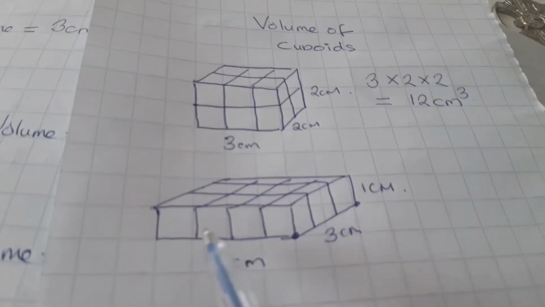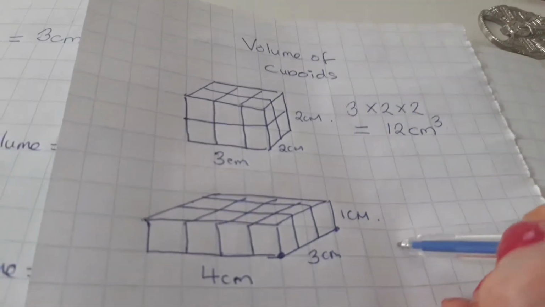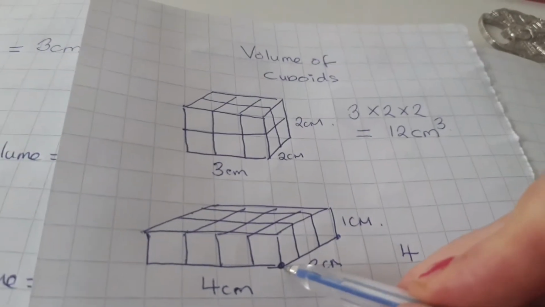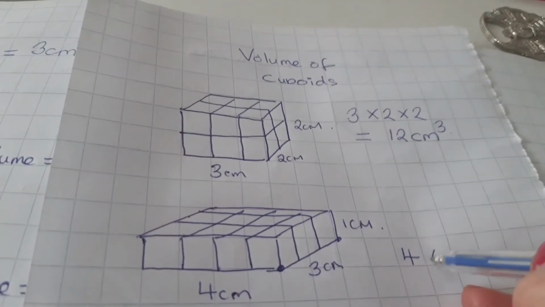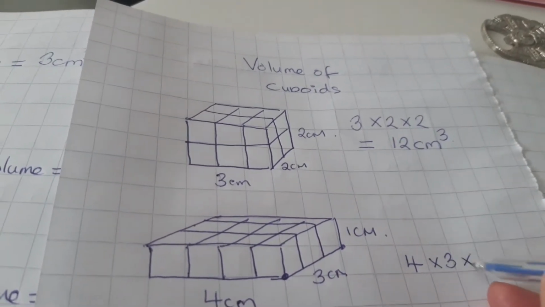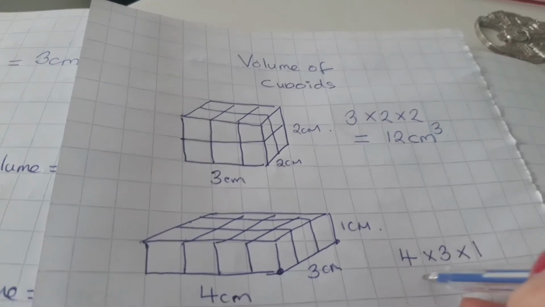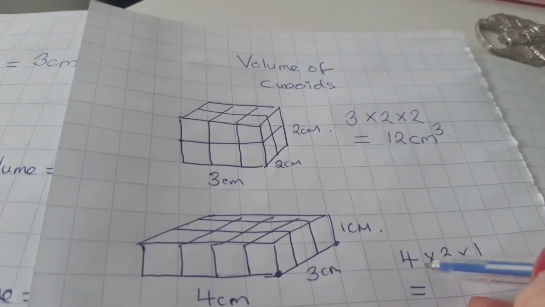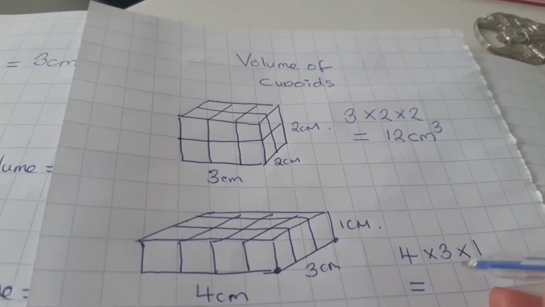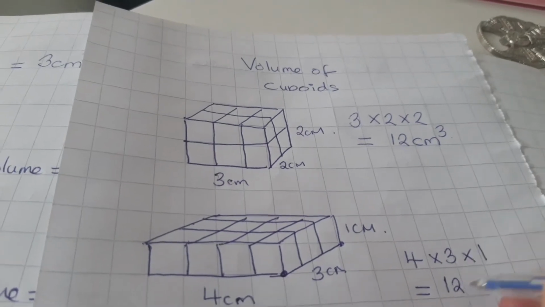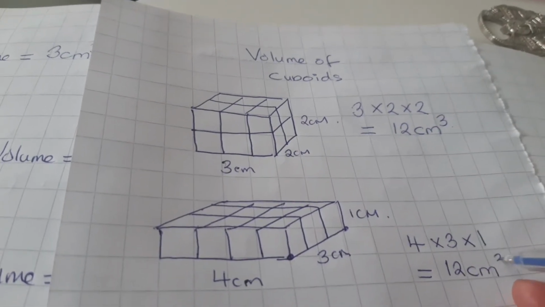This one, the length is 4. The width is 3. And the height is 1. So we would say the volume is 4 times 3 is 12, times 1 is 12 cubic centimetres.